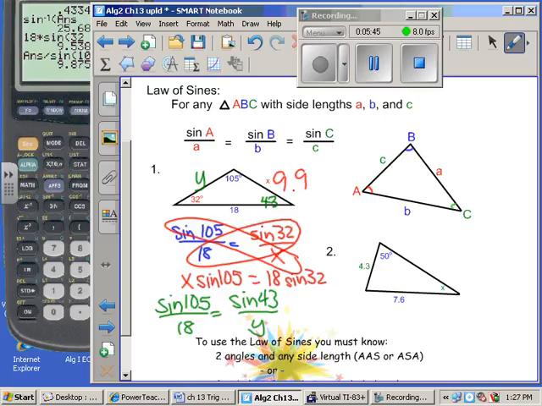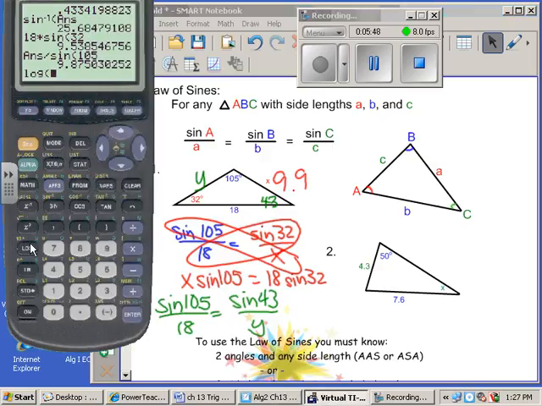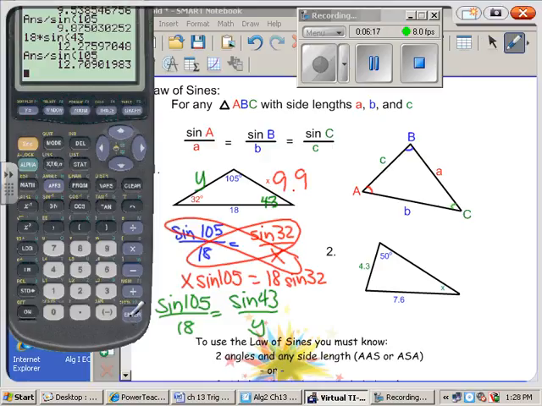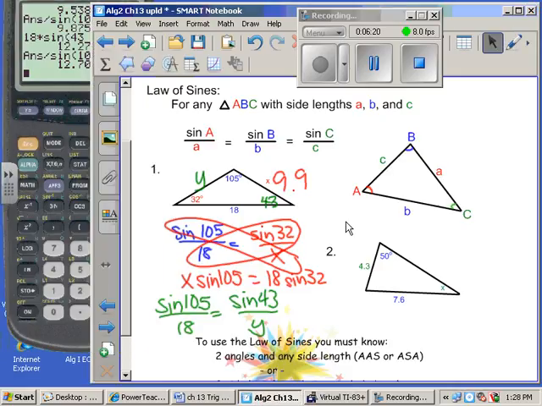Okay? All right, so I do 18 times sine of 43 divided by sine of 105, and that gives me 12.7. Did I use it wrong? The internal angles of a triangle always equal 180, so we just subtracted. So I get 12.7. Okay? Make sense? All right.